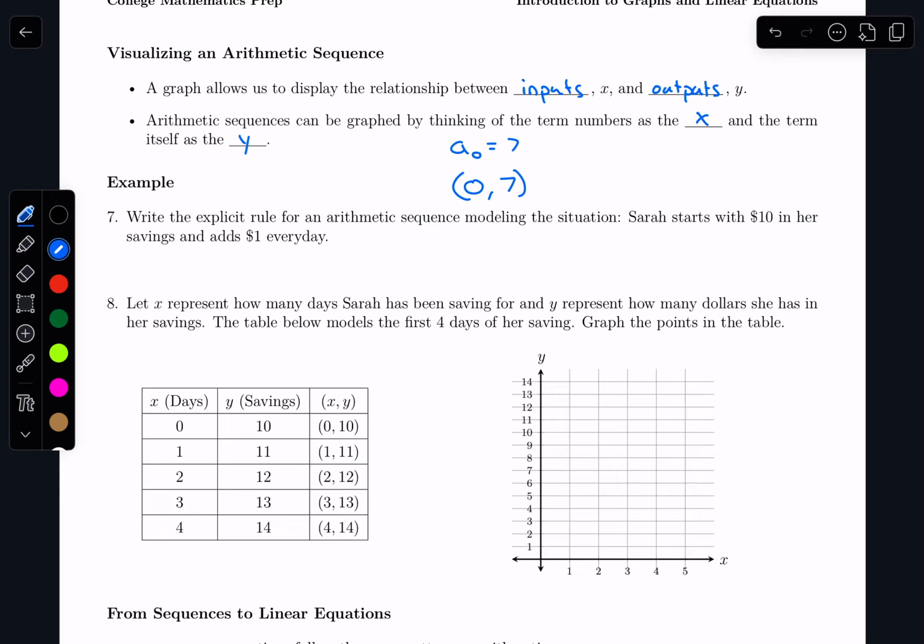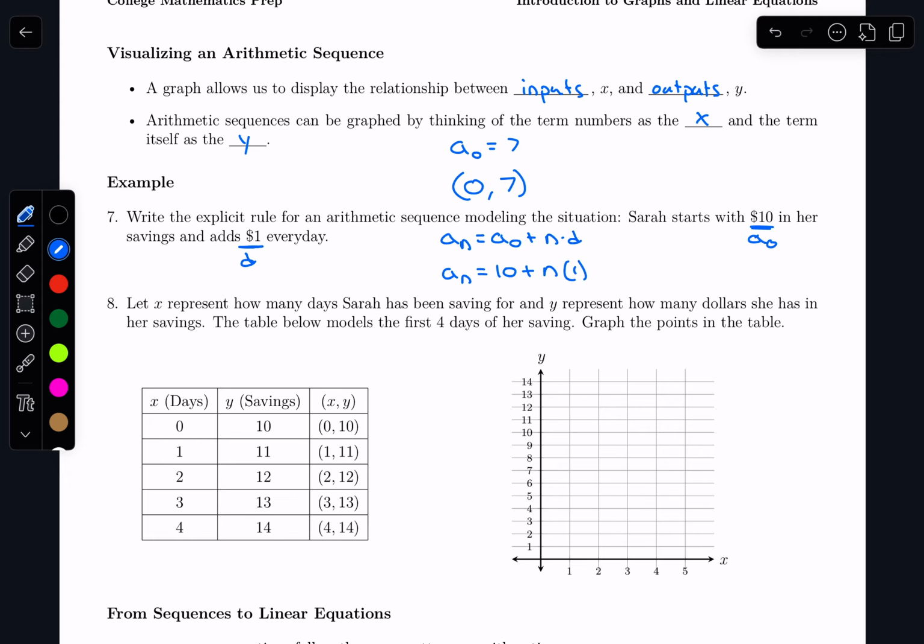That's the output. So now, number 7 says to write the explicit rule for an arithmetic sequence modeling the situation here. Sarah starts with $10 in her savings and adds $1 every day. In the previous topic, we saw that 10 here would be our a naught, our initial term, and that adding $1 per day, that is our d value. So now when we write the explicit rule, we can say that a sub n is equal to a naught plus n times d. If we plug in our two values, we can say that a sub n equals 10 plus 1 times n, or n times 1.